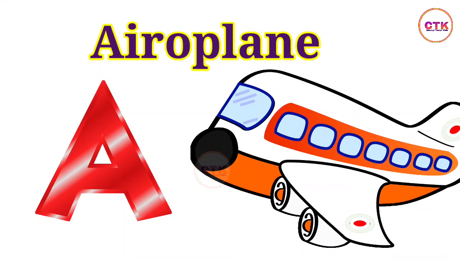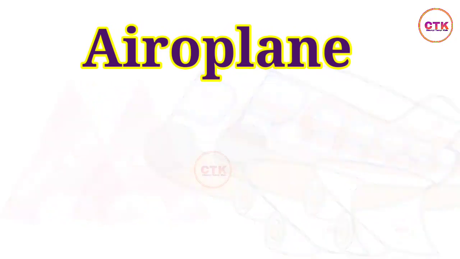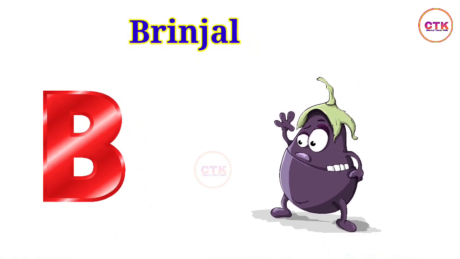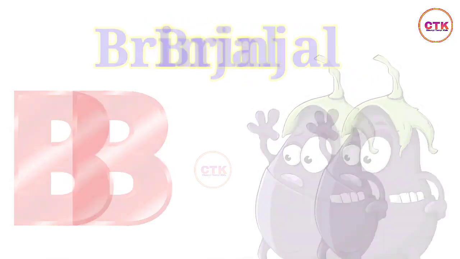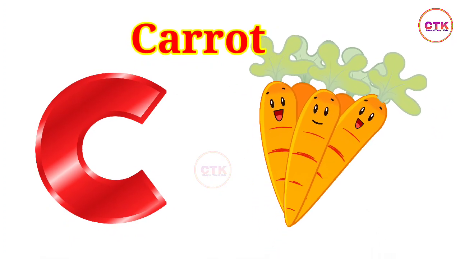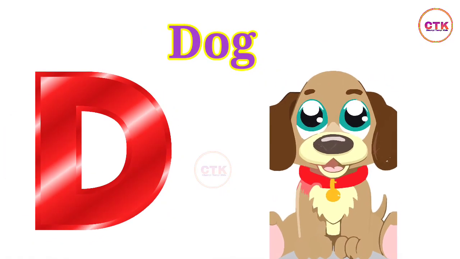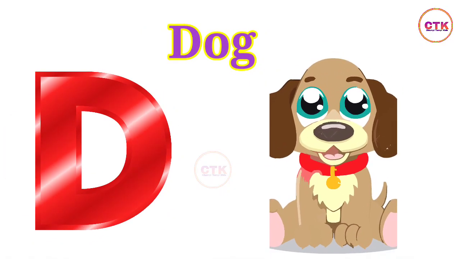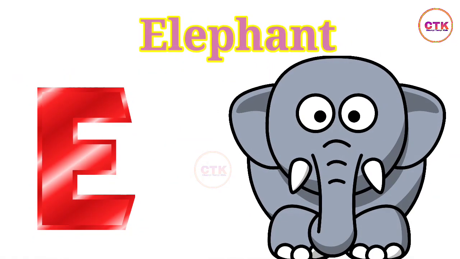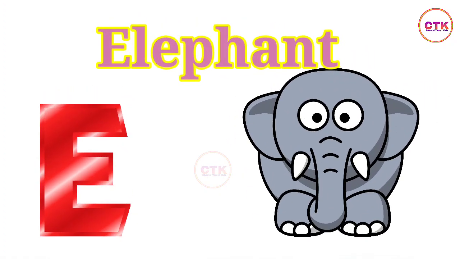A for aeroplane. B for brinjal. C for carrot. D for dog. E for elephant.